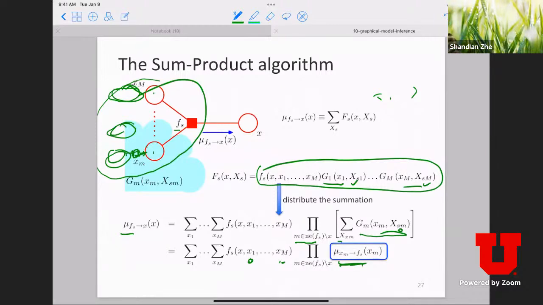And we define the summation over each subtree, which is rooted by a variable node, as the message sent from the variable node to the factor node. That's how we define G of the summation of this guy, right? But it's actually conceptually the same as the message sent from a factor node to a root node. They both represent the summation of the factor product inside that subtree.